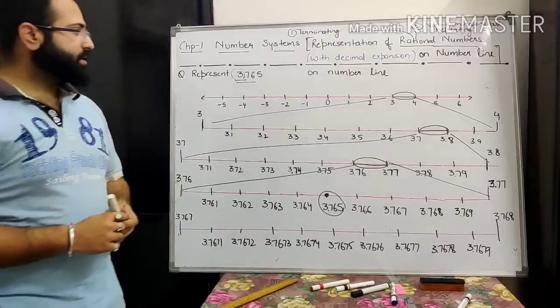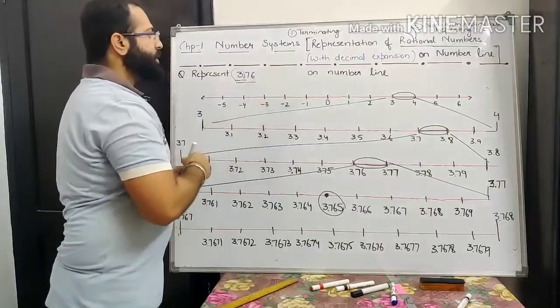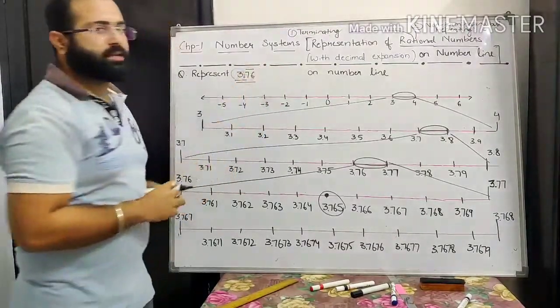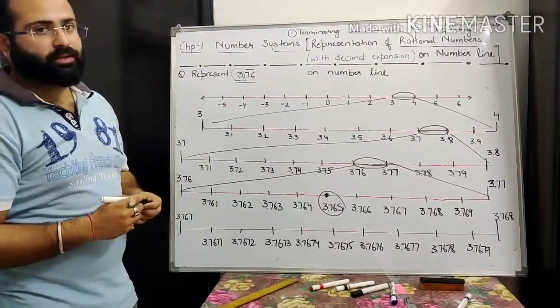So in the next video, we'll be learning about how to represent a rational number with repeating and non-terminating decimal expansion on the number line.